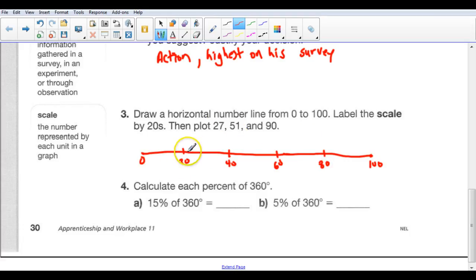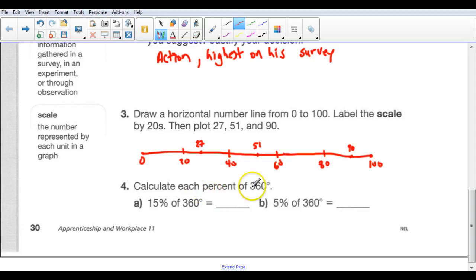And we'll plot 27. Well, that's 20. Halfway between there is 30 because there's 40, 30, so it's just a little bit before that, so I'm going to say that's 27 right there. And it says 51. Well, there's 40, there's 60, 50's right there in the middle, so a little bit past that, so I'll say that that is 51. And then 90, well, that's halfway between 80 and 100, so I'll put it exactly right there and put 90 right there. It's not going to be perfectly exact, but try to make it as close as you can.